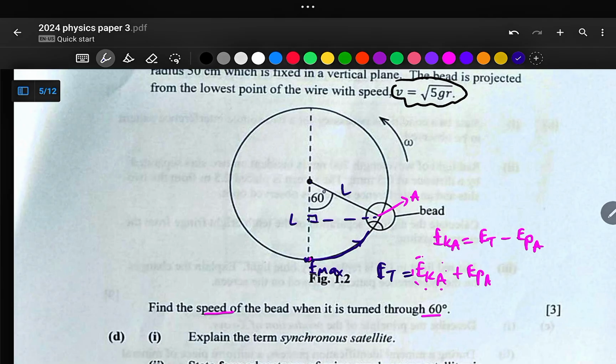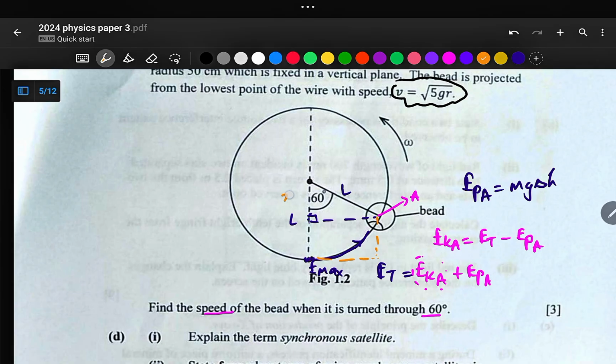So for us to calculate the gravitational potential energy at point A, we understand that gravitational potential energy is equal to mg multiplied by the change in height. So we need to calculate the change in height, which is equal to the height from this point minus the height from this point, from the center to the center. So we are interested in this height here. This is our change in height.